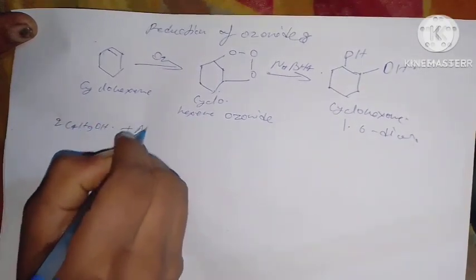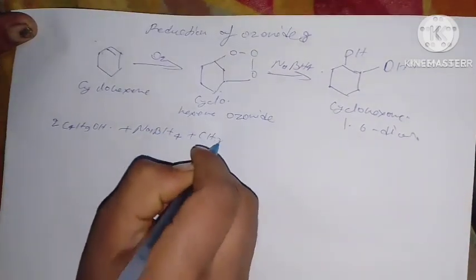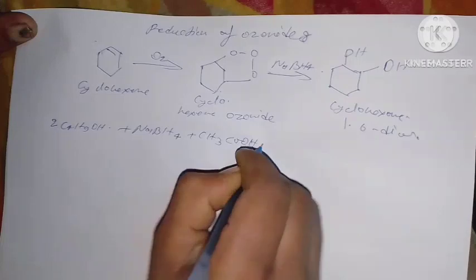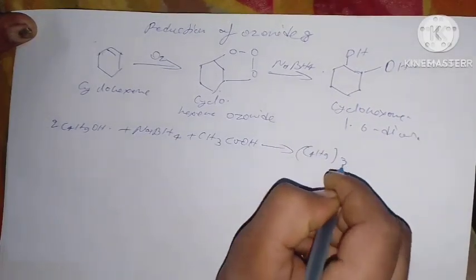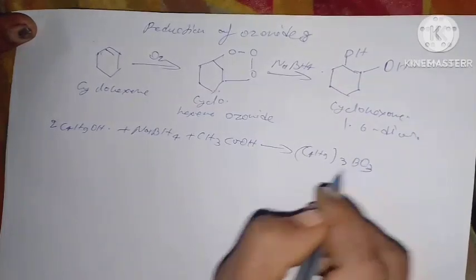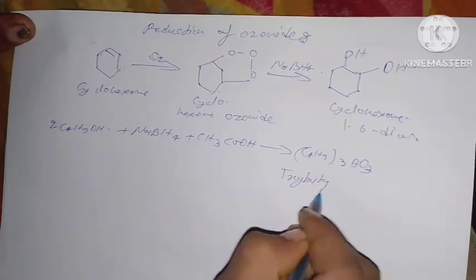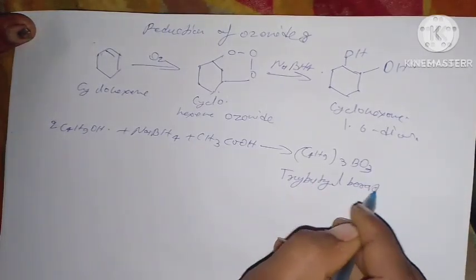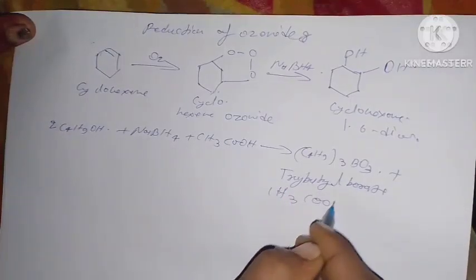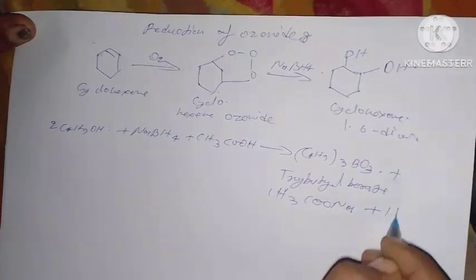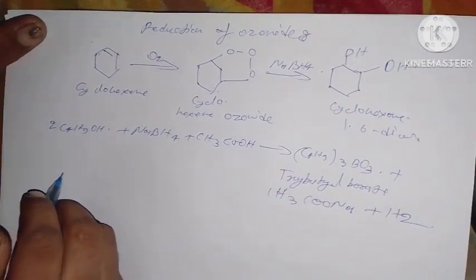2C4H9OH plus NaBH4 plus CH3COOH, that is (C4H9)3BO3, tributyl borate, plus CH3COONa plus hydrogen. Tributyl borate is a polystyrene.